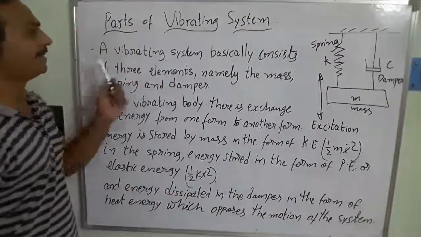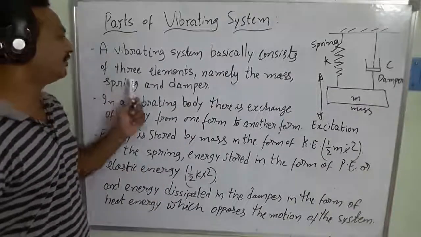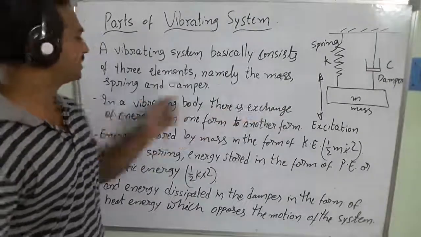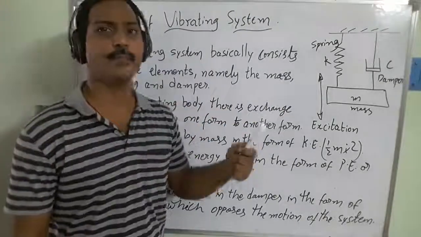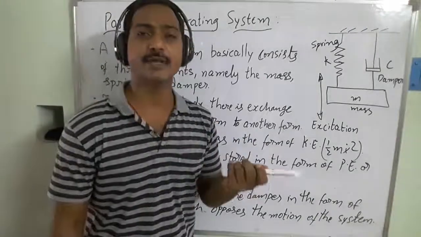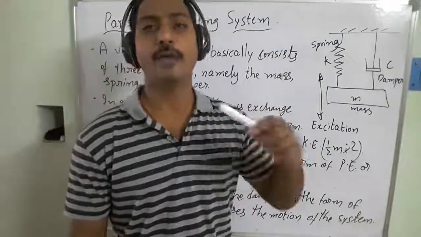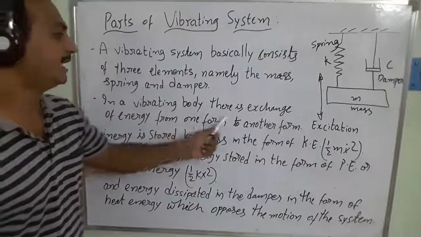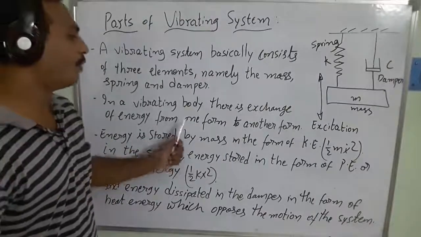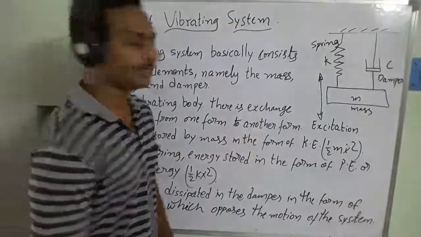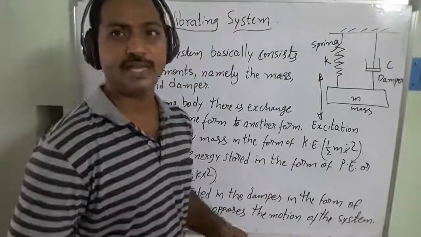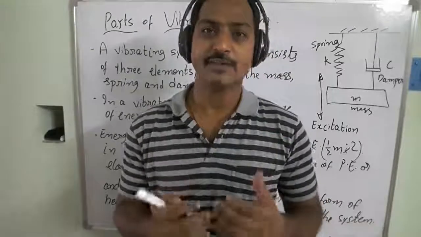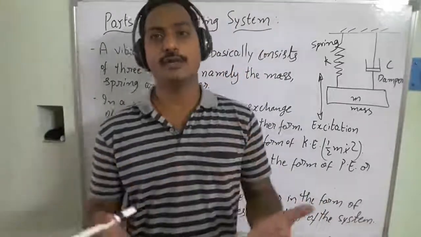As we know, the vibrating system basically consists of three elements, namely mass, spring, and damper. We have discussed that mass and spring are inherent properties of the system, and the damper may sometimes be an inherent property, or sometimes we apply it externally. So those are the three elements. In the vibrating body, there is an exchange of energy from one form to another form, right? So the assumption is very clear: a vibrating system is an energy conserving unit which converts energy from one form to another.